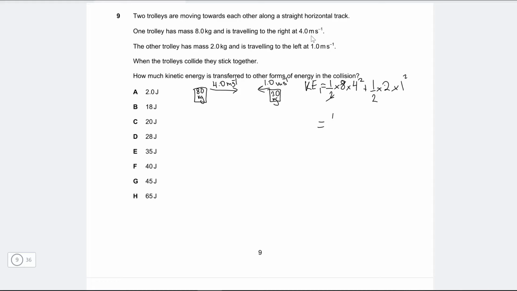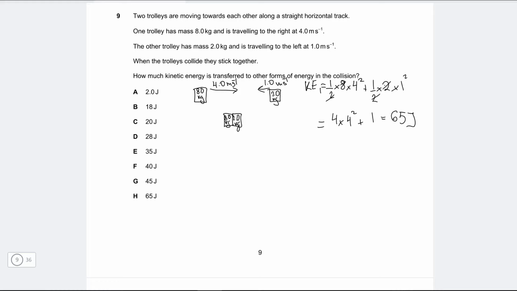So that's going to be 4 times 4 squared plus 1, and 4 squared is 16, times 4 is 64, plus another 1. It's going to be 65 joules of initial kinetic energy. Now, what will happen when the two objects have essentially stuck together and formed one object? It's going to have a mass of 8 plus 2, in other words 10 kilograms.